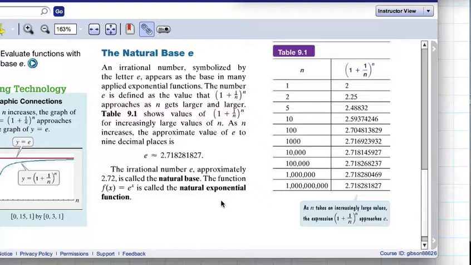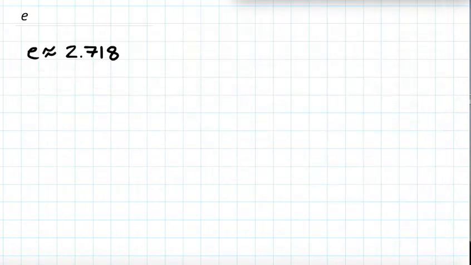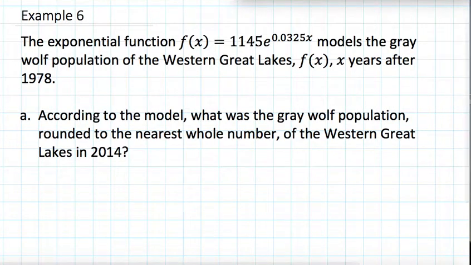It's in terms of calculus. If you've ever taken calculus, it's a limit, but it's the value that this 1 plus 1 over n to the n approaches as n gets larger and larger and larger. So what we're going to use E for is formulas and problems. It's used in a lot of real life types of applications.